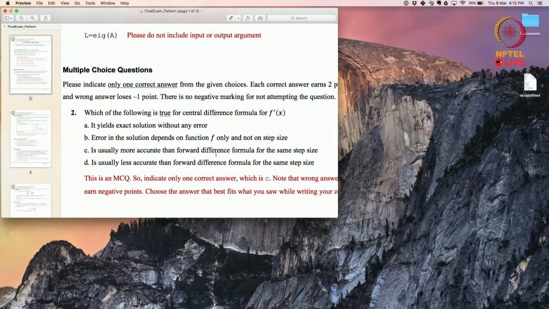It is usually more accurate than the forward difference formula. That looks like that would be the correct answer. Let us look at it. It is usually less accurate than forward difference. That is again not true. So, C is the correct answer.